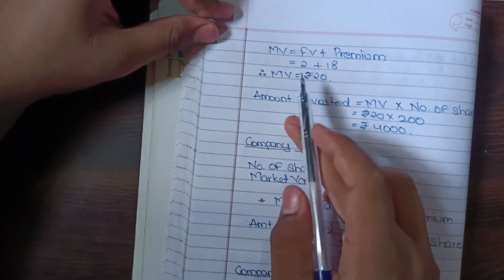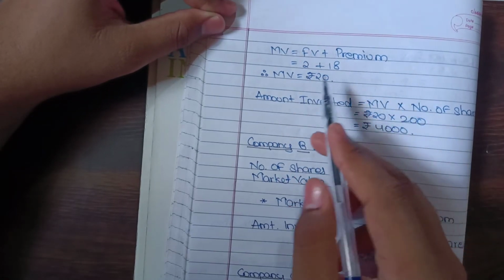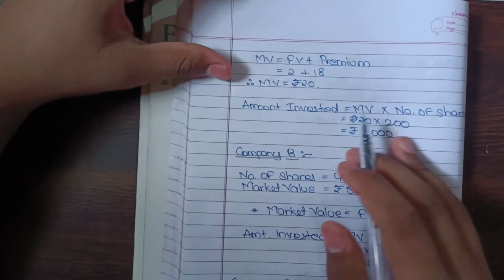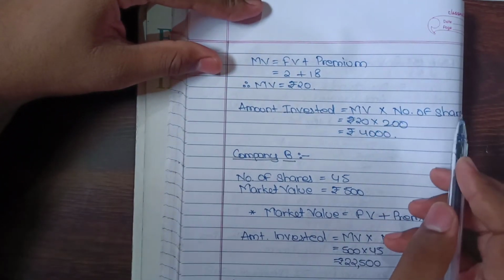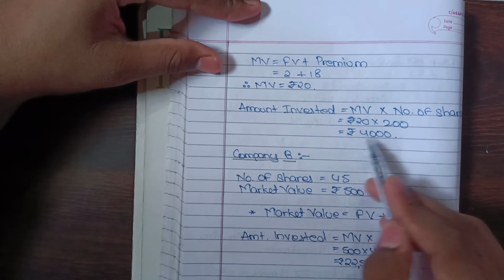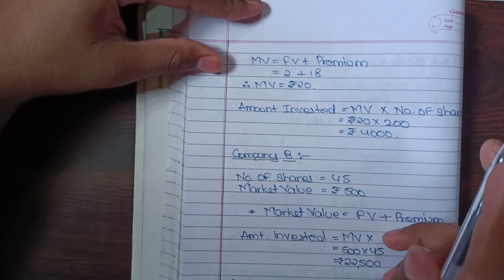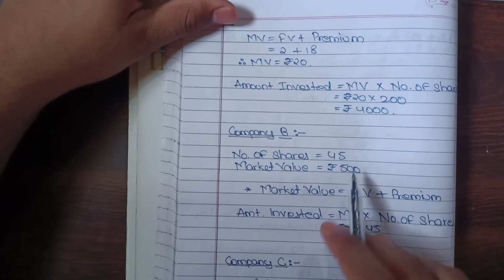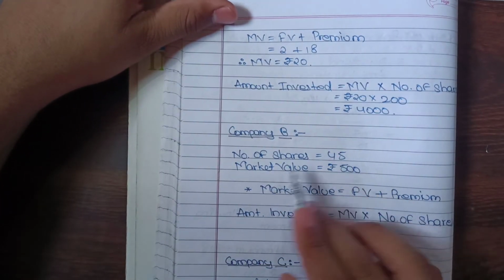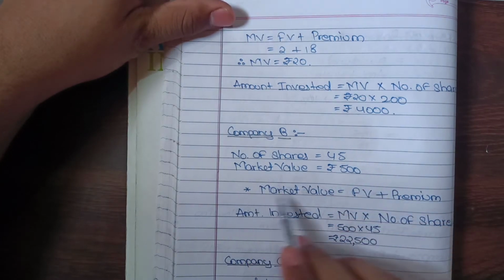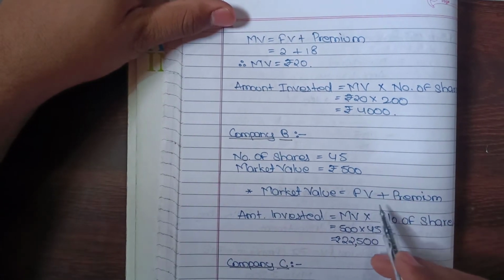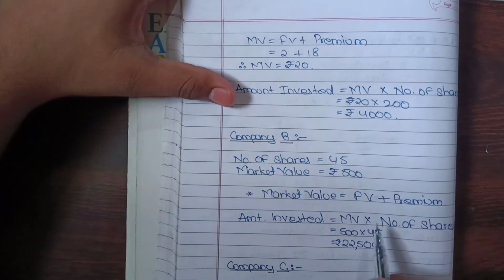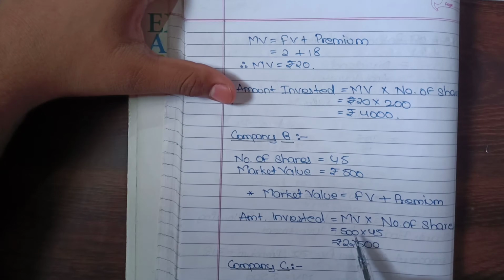So its market value will be face value plus premium, which is ₹2 plus 18. Therefore its market value will be ₹20. So amount invested equals market value into number of shares, which is ₹20 into 200, which is ₹4,000. Now we'll find company B's. It will be number of shares equals 45, market value ₹500. So its market value equals face value plus premium. Therefore amount invested equals market value into number of shares, which is 500 into 45.